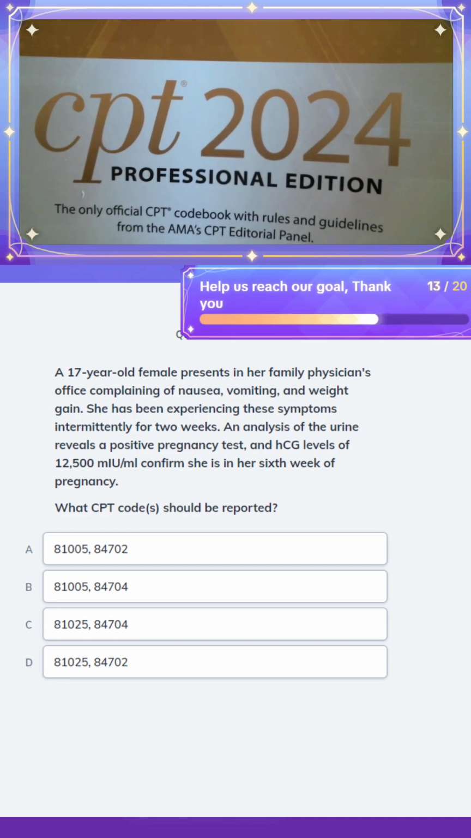If we were going to do a urine HCG and a confirmatory blood work for her HCG, which two CPT codes would we code? We've got two answers with 05 and two answers with 25. If we look at those two CPT codes, see what our differences are, then we can eliminate two answers right away by getting rid of one set of codes that are of a test that we did not do.